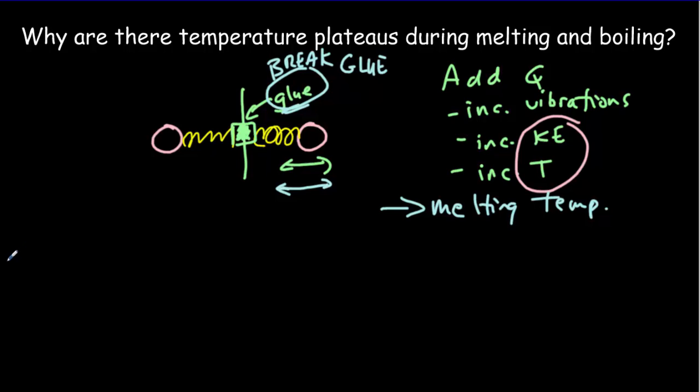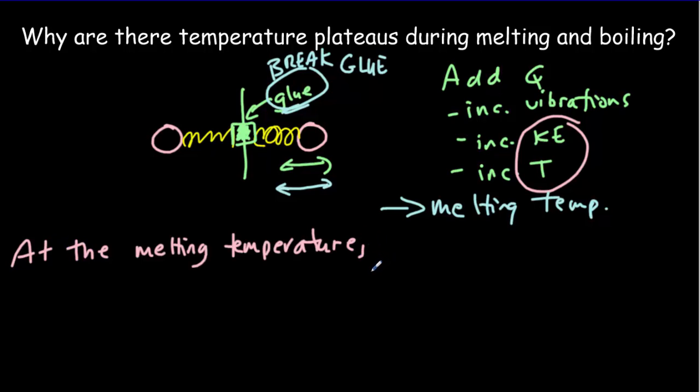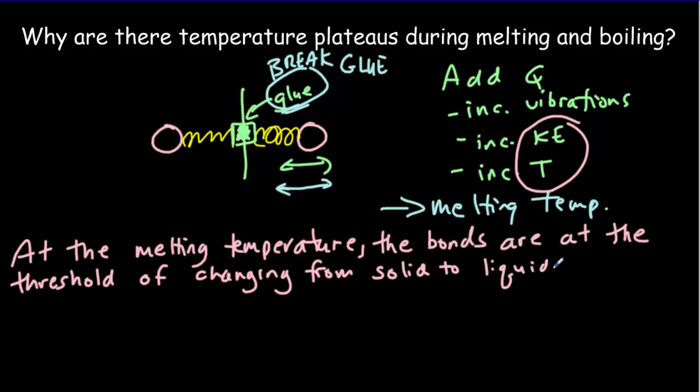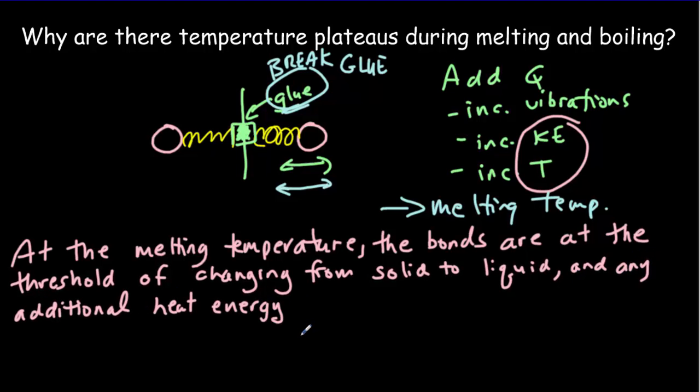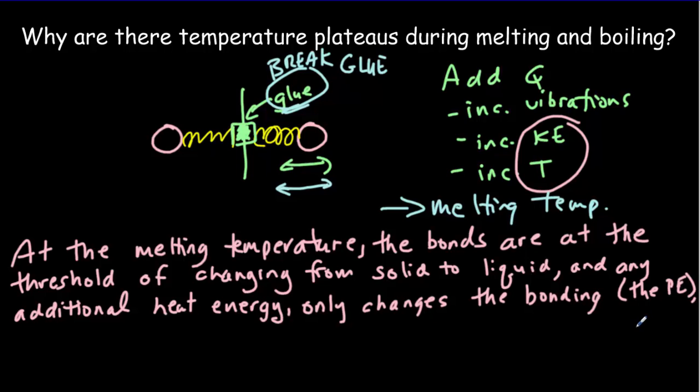So at the melting temperature, the bonds are at the threshold of changing from solid to liquid. And any additional heat energy only changes the bonding, the potential energy. The kinetic energy, and therefore the temperature, remains constant.